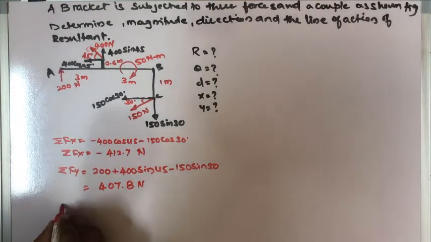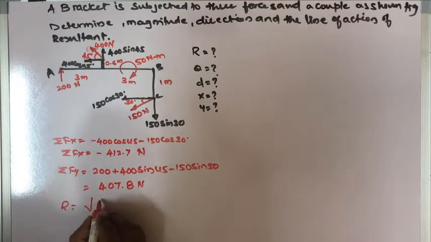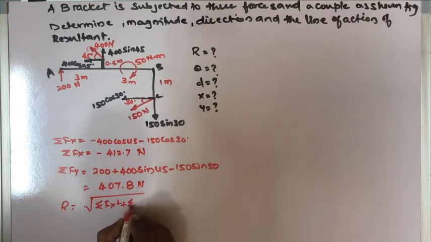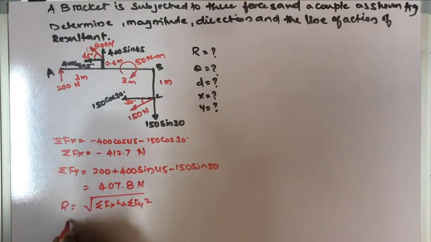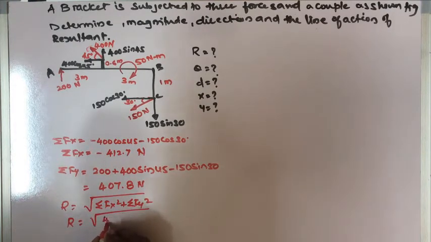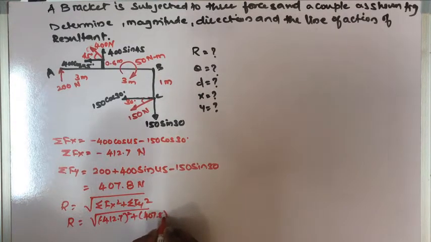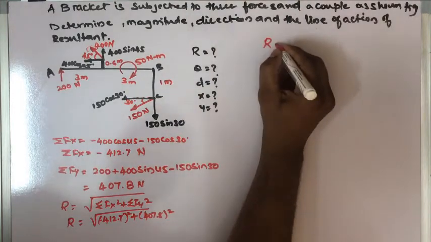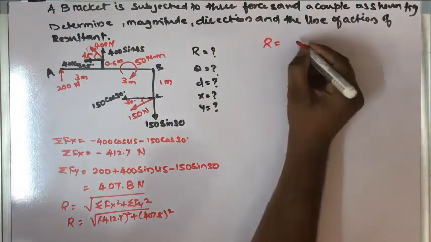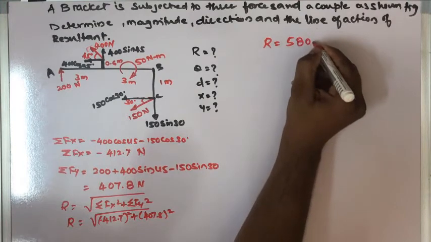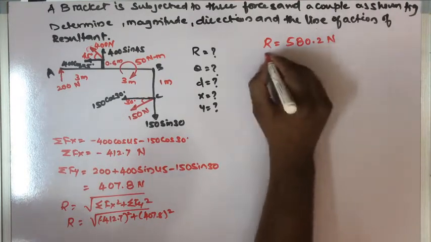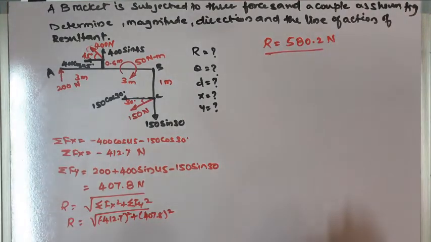Then we can calculate R by using the formula square root of summation of Fx square plus summation of Fy square. So R will be equal to square root of 412.7 square plus 407.8 square. If I calculate, then R will be equal to 580.2 Newton. So this is the magnitude of the resultant.